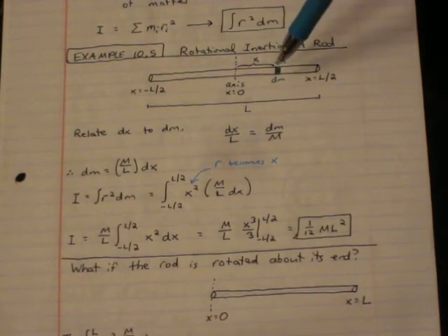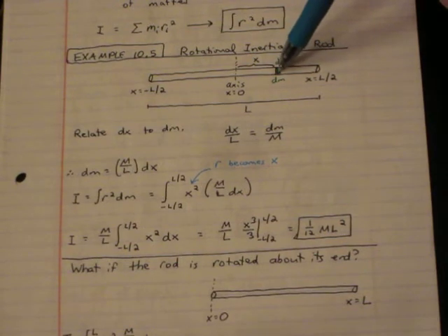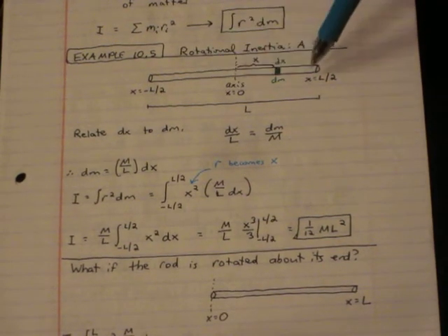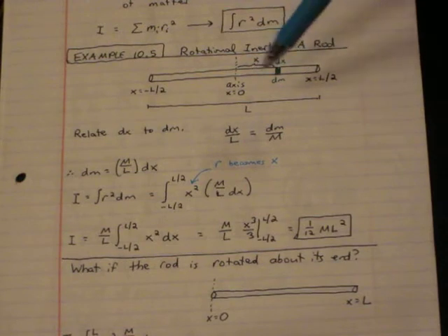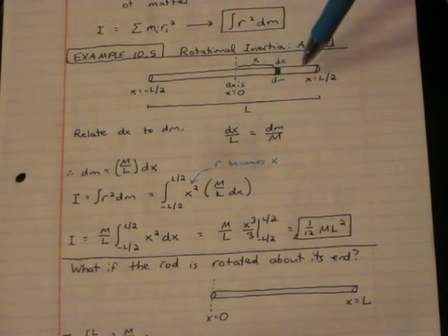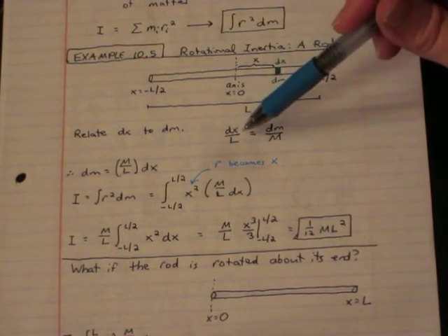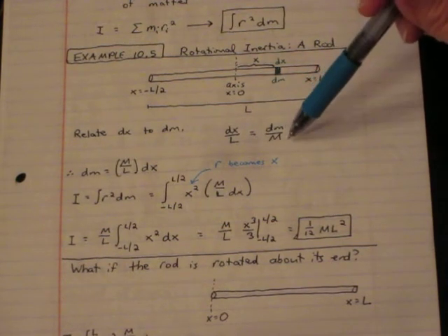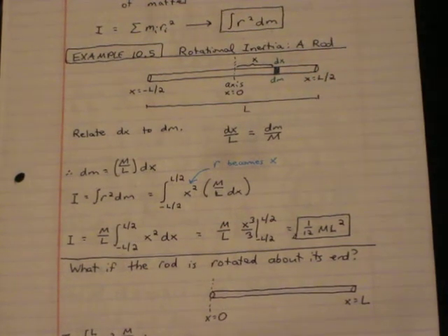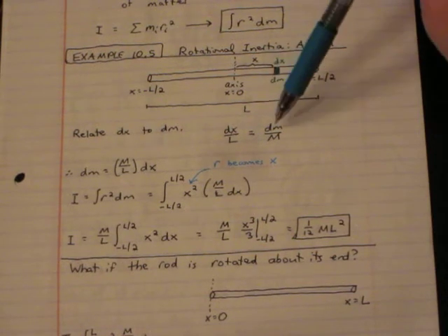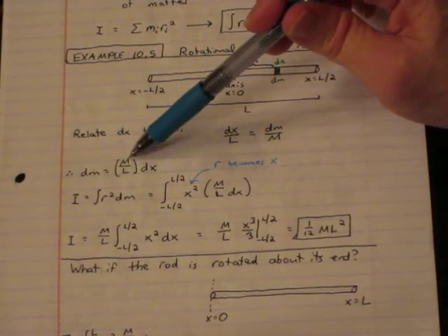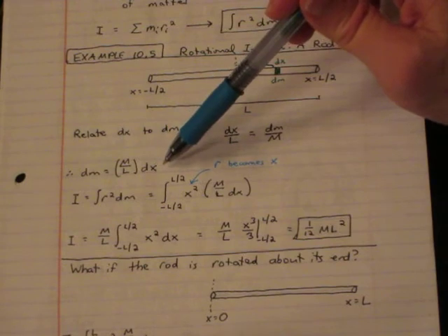We'll recognize that the length of this mass element divided by the length of the rod is equal to the mass of the element divided by the mass of the rod. So we can say dx over L equals dm over m. This will be your first step in any type of problem like this, where we want to find something spatial that relates to dm. So we solve for dm, and we get mass over length times dx. Now we can plug that into the integral.